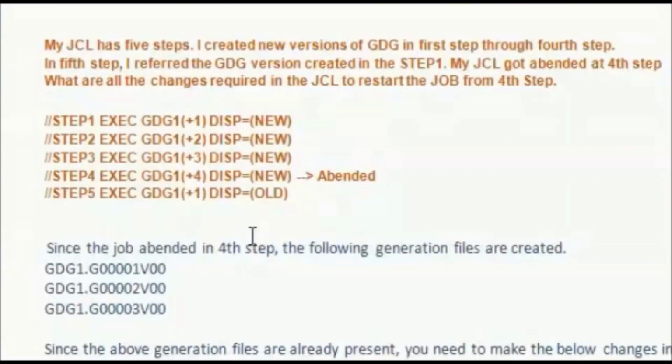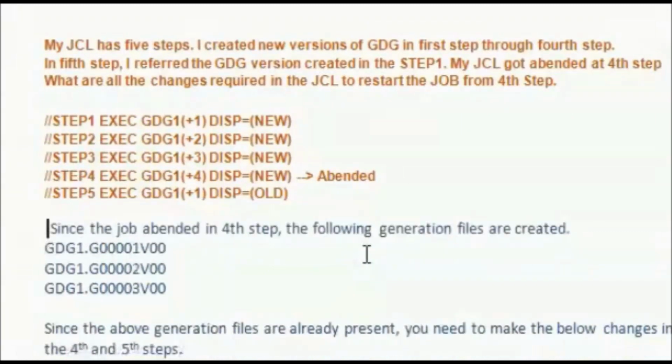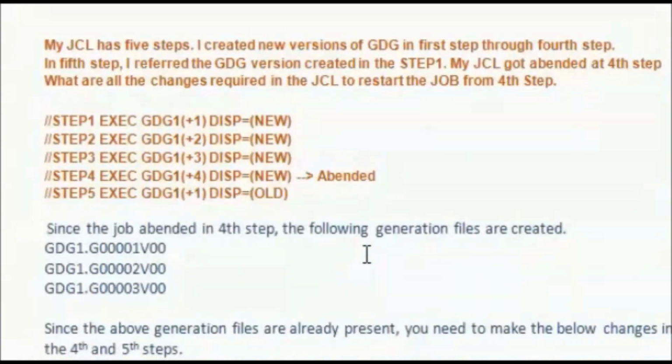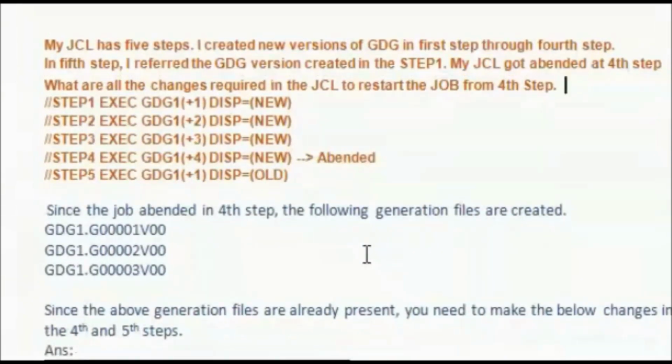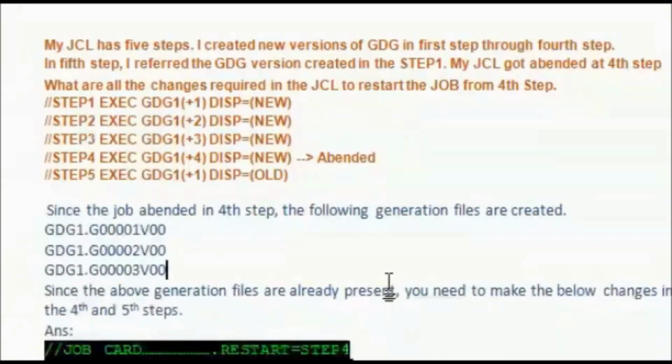Let's move to the next question. My JCL has 5 steps. I created a new version of GDG in the first step through the 4th step. In the 5th step, I referred to the GDG version created in step 1. My JCL got abandoned at the 4th step. What are all the changes required in the JCL to restart the job from the 4th step?